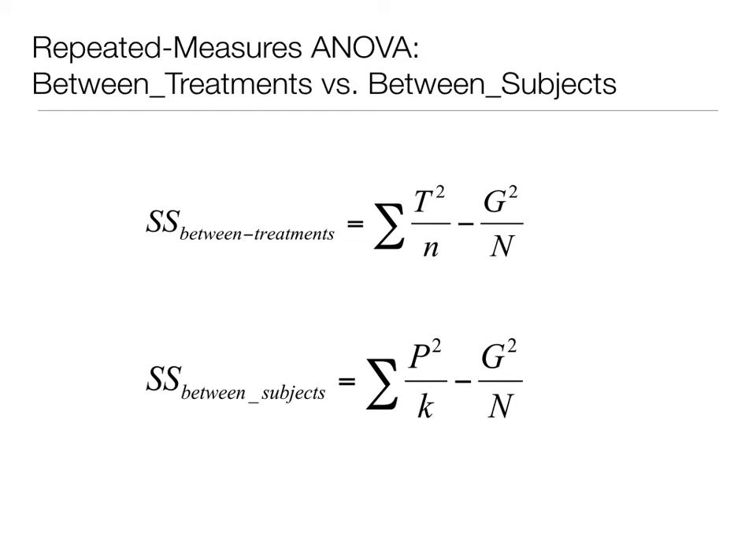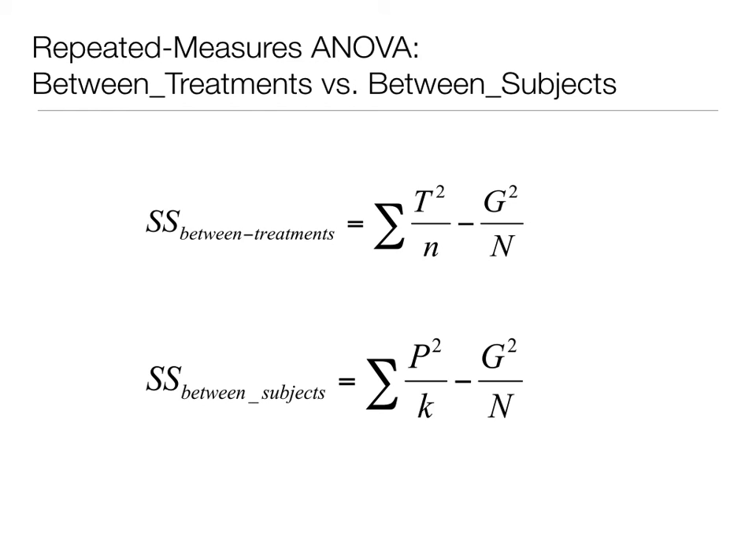Okay, so in our sums of squares between treatments, we said, well, what's the total for each group? And we divided that by the number of people in that group. And we're going to do the exact same thing, the number of scores in each group. We're going to do the same thing in repeated measures ANOVA.